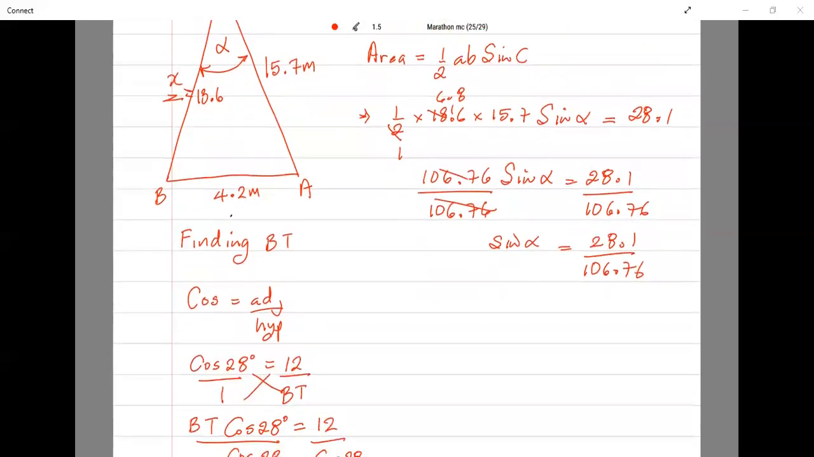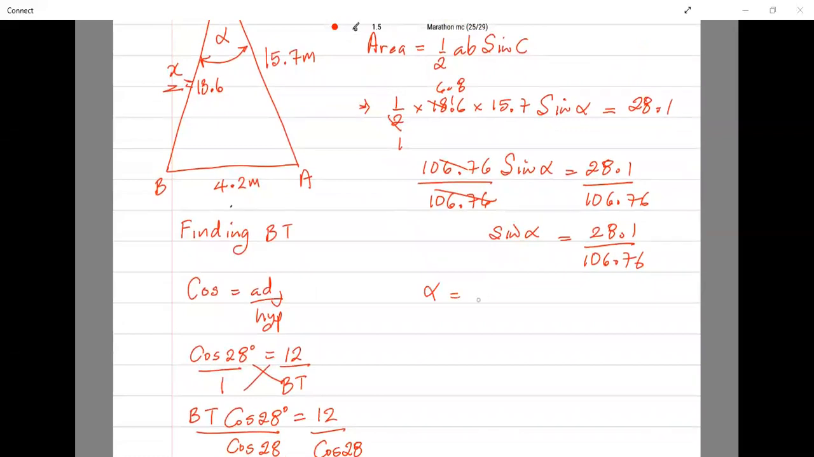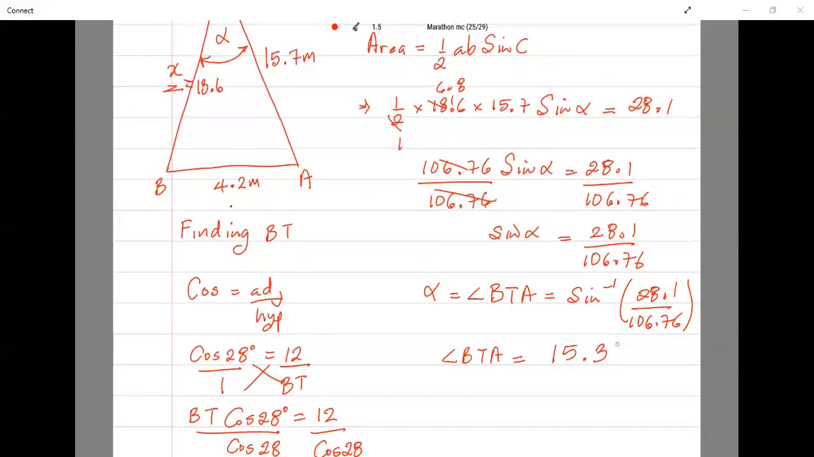And of course, if I know the sine of an angle, to find the angle, I must use sine inverse. So angle alpha, which is angle BTA, is equal to sine inverse of 28.1 over 106.76. So angle BTA is equal to shift sine open bracket 28.1 divided by 106.76 close bracket equal. This angle is 15.3 degrees. So the angle BTA is 15.3 degrees. It's to three significant figures.